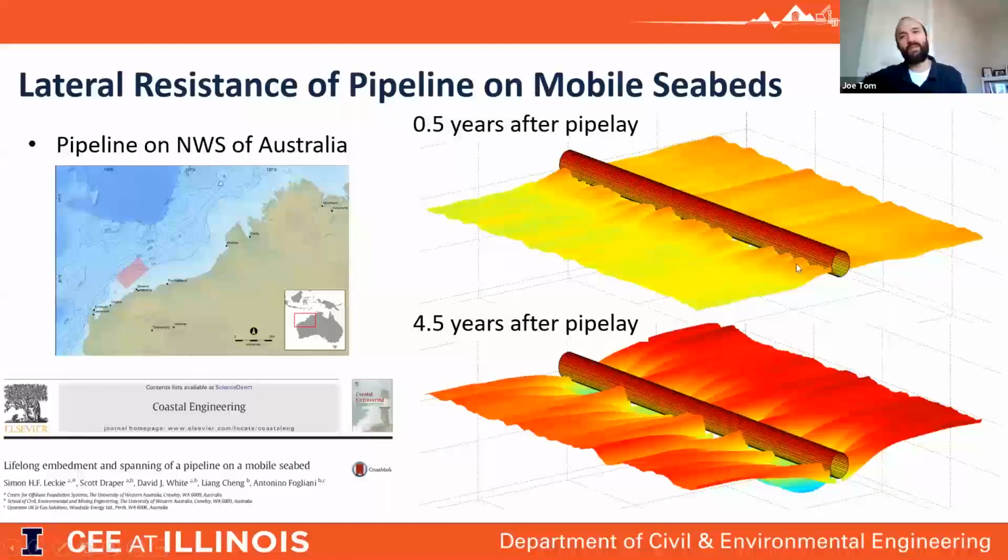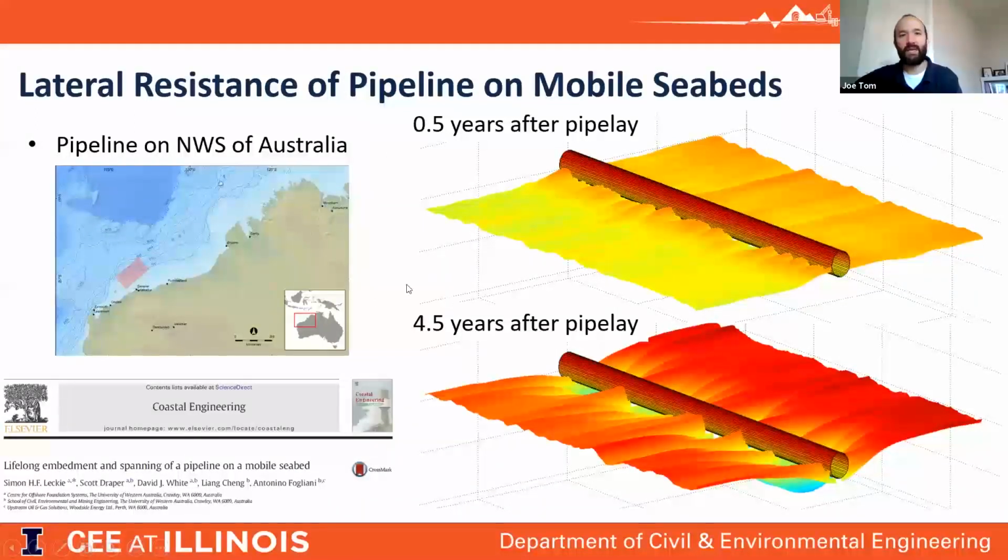Basically what he did in his PhD was he looked at surveys of a couple of pipelines in the Northwest Shelf and observed what their embedment condition was like right after pipe lay, or right after installation, and then later on down the operational timeline. This is one example for a pipeline, about 6 months after the pipe lay. You see it's a relatively flat seabed, a little bit of deposition to the sides, but not much.